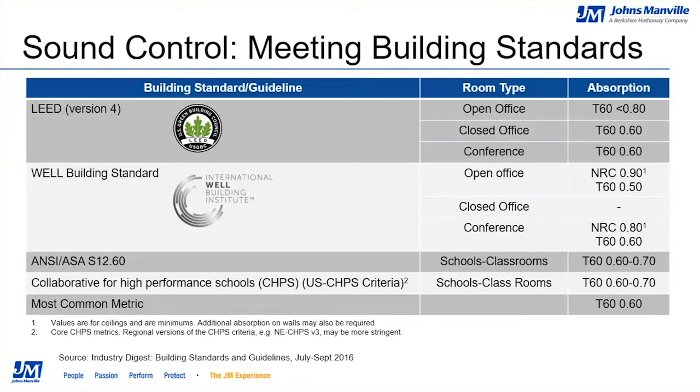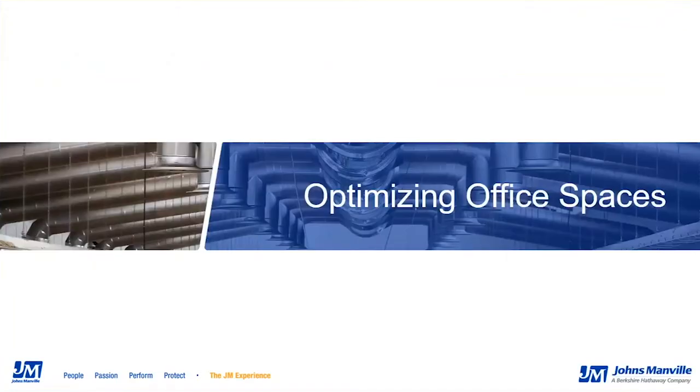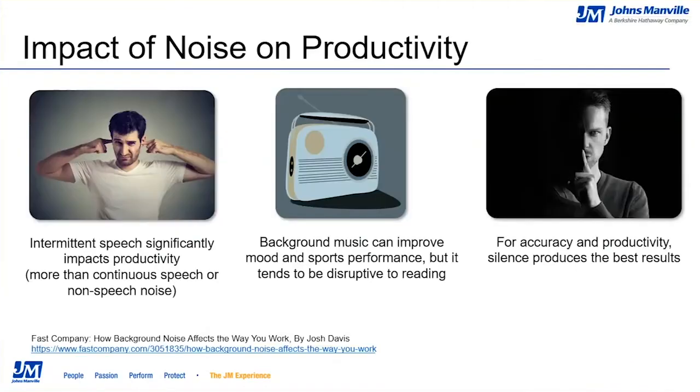The T60 guidelines you see under LEED are another type of sound control measurement. The T60 measurement is a reverberation time, or the time required for the sound level to decrease 60 decibels. Equations can be used to convert between NRC and T60 measurements. So now that we've got a good idea of what sound control looks like, let's talk about sound control in office spaces. With the increase in open plan office environments, there's a lot of discussion on the impacts to productivity.